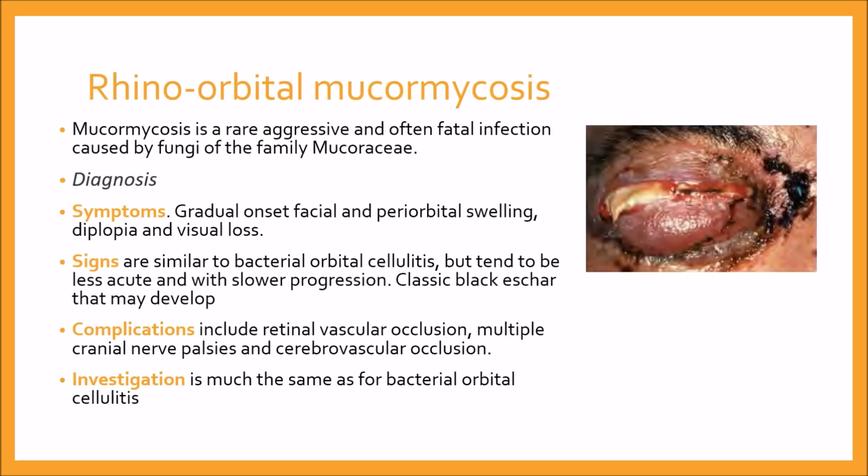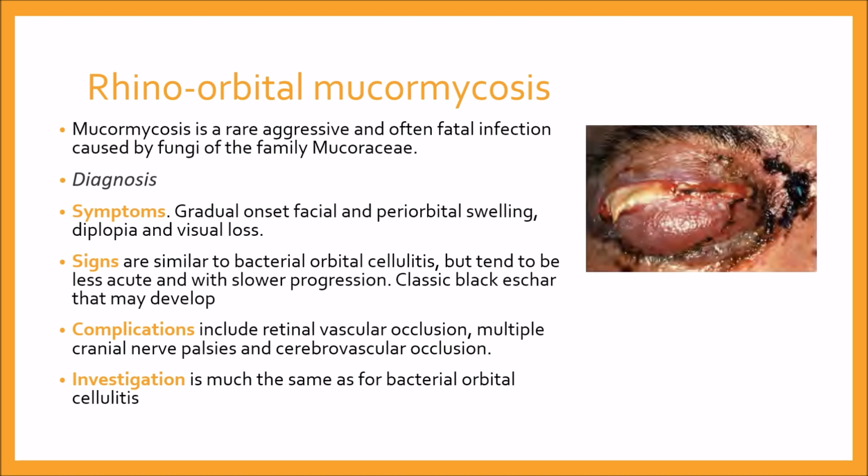Next infection is rhino-orbital mucormycosis. Mucormycosis is a rare, aggressive, and often fatal infection caused by fungi of the family Mucoraceae. It typically affects patients with diabetic ketoacidosis or immunosuppression and is extremely rare in the immunocompetent. Infection is acquired by the inhalation of spores, which give rise to an upper respiratory tract infection. Spread then occurs to the contiguous sinuses and subsequently to the orbit and brain. Invasion of blood vessels by the hyphae results in occlusive vasculitis with infarction of the orbital tissues.